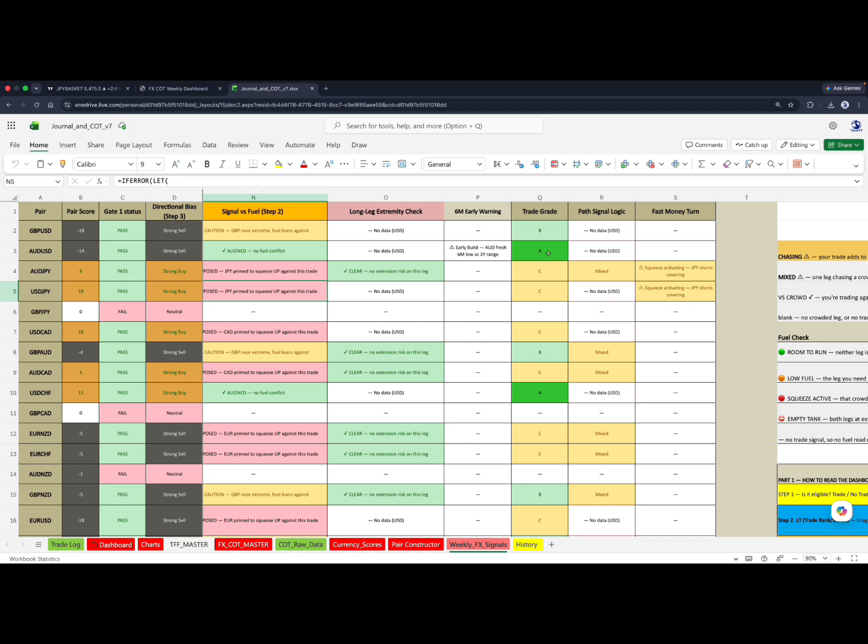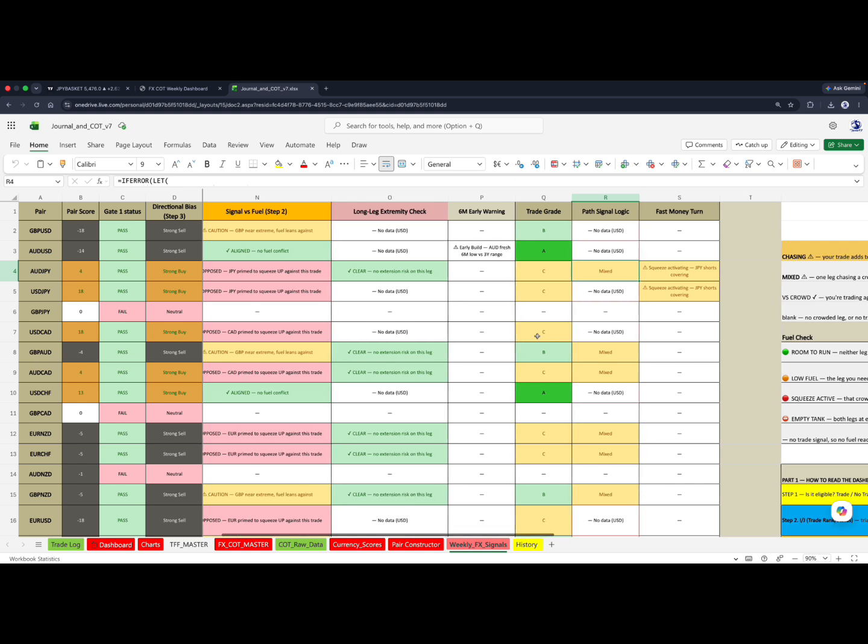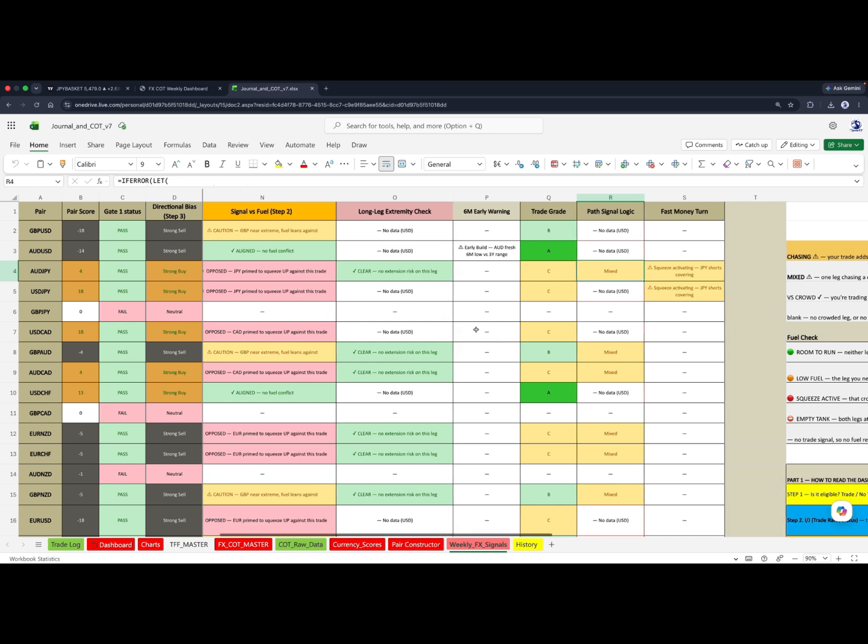And then finally, it spits out a trade grade and a short-term path signal logic, which again doesn't work on US dollars because US dollar doesn't have its own published data. So yeah, there's a lot of information that's gone into this, and it's simply this. It's not designed to tell you the direction and when to enter. It's not that signal service. It doesn't do that. The whole idea is it just checks off certain risk parameters.